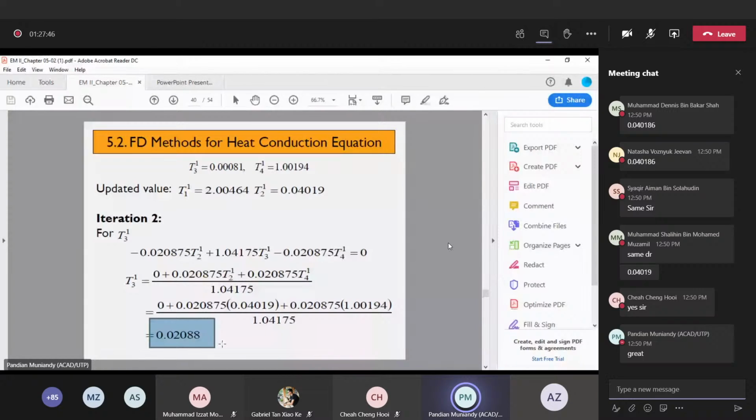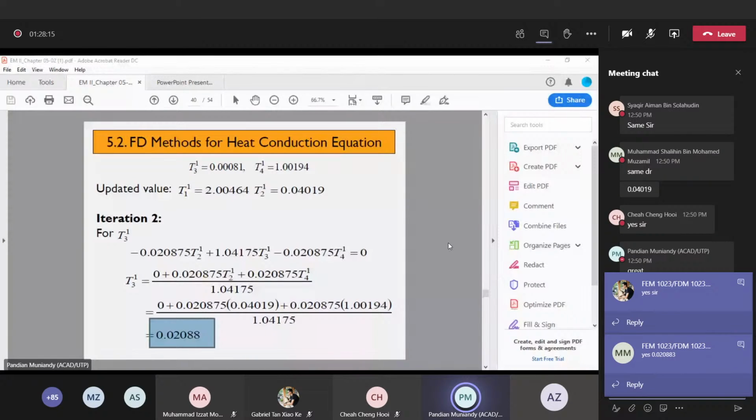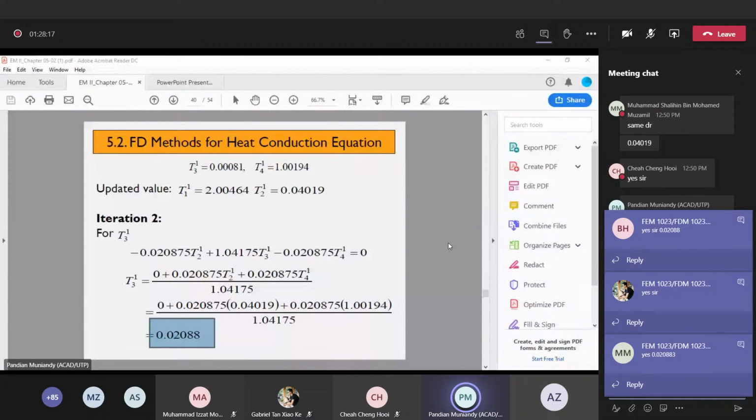0.02088. Can you confirm this, class? Could you please confirm T3? 0.02088. T3. Yes, Gabriel. Gabriel, yeah, we are waiting for you. Please verify the answer. 0.02088. Mohammed Shalihin, Gabriel, yeah, yeah.